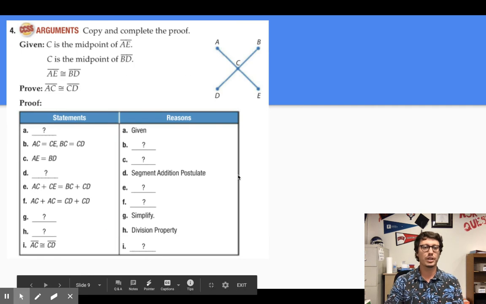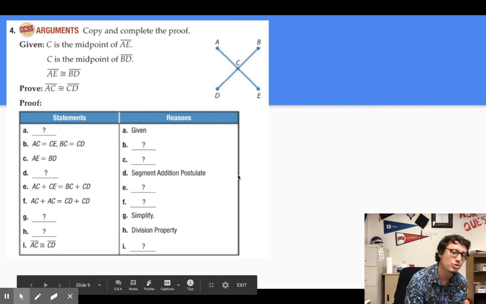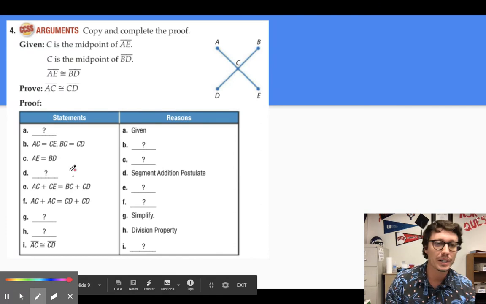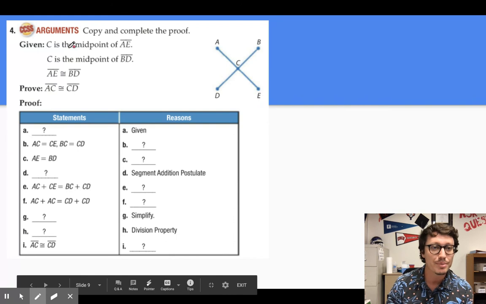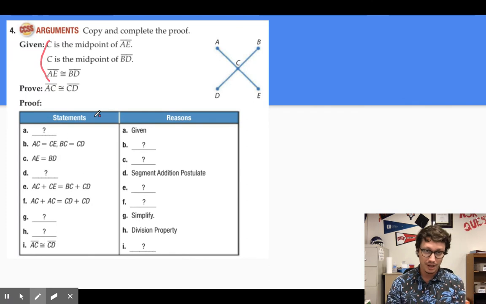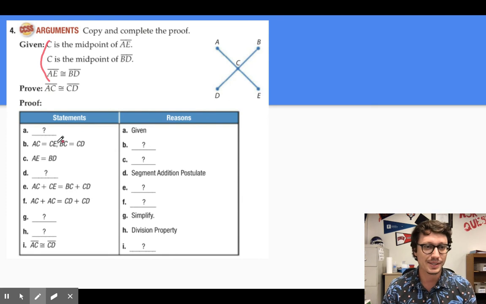Okay, let's do another one where we are actually going to fill in the blanks. Always start out getting the easy money. Here I am not going to rewrite it because they gave us three things, right? If we were actually filling these in, we would write all of these right here for A because it is given. Next, AC equals CE and BC equals CD.